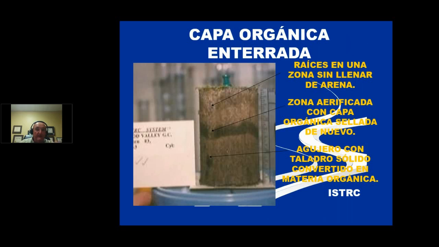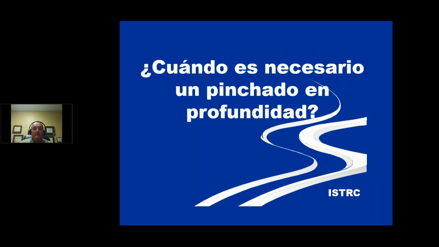Here we have different types of verification holes, bisecting this organic layer. You see down in here where the organic was pushed down through aerification. These are just more examples of the value of aerification and how it impacts the things we are working with, i.e., our root zones and our soils themselves.